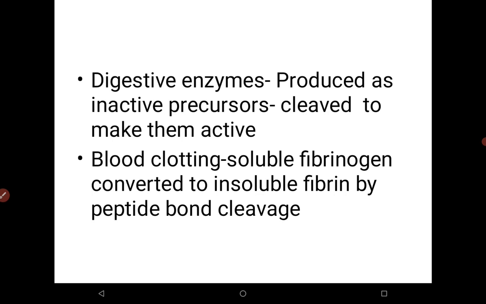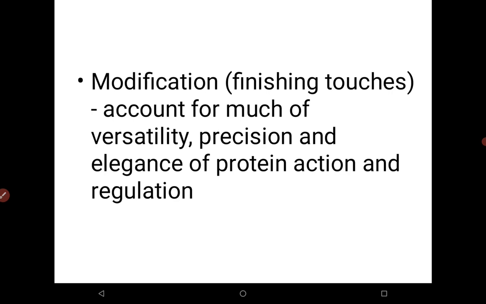You have digestive enzymes. These are always produced in their inactive form, then they are activated by some process. You also have blood clotting proteins that are soluble, such as fibrinogen. For them to operate, they have to be converted to something insoluble for them to form a clot. All these modifications are just finishing touches. The protein has already been formed. It's biologically active, just a finishing touch to add on.